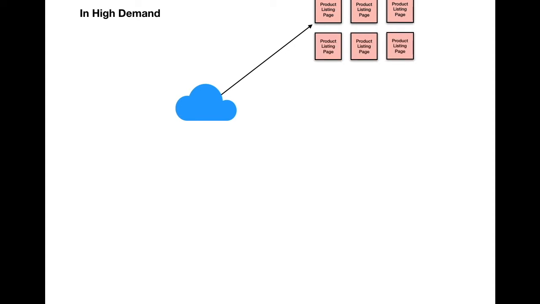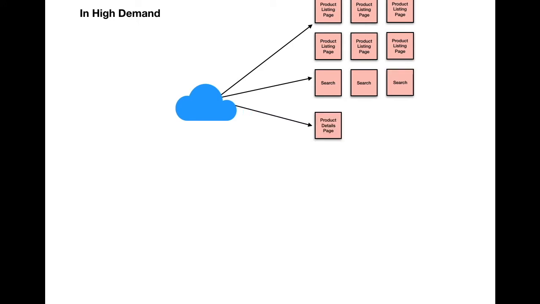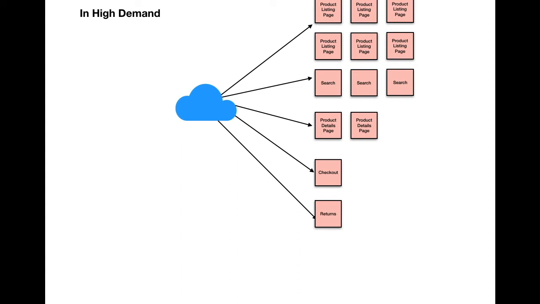Now let's assume that the users access the product listing page, search, product details and cart more. So more instances of these microservices will be created, and once the demand ceases, then they will be downsized. Instances for checkout and returns will remain constant since there wasn't much demand for these services. So we'll only incur cost for the services which are getting used more.